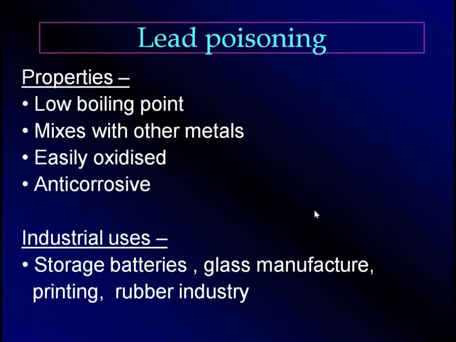Okay, so where do we exactly use lead? For industrial purposes, we commonly use lead in storage batteries, glass manufacturing, printing, and rubber industries. Non-industrial uses are petrol, that is gasoline production, and also the preparation of toys. You can also see lead commonly in pipes, like the pipes we use commonly in washrooms and those plastic pipes.